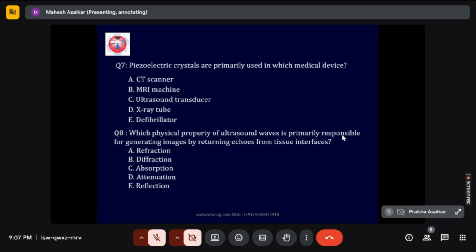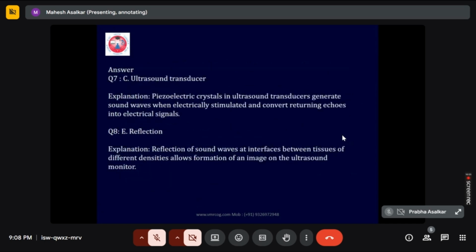Which physical property of ultrasound waves is primarily responsible for generating images by returning echoes from tissue interfaces? A. Refraction. B. Diffraction. C. Absorption. D. Attenuation. E. Reflection. Sir, reflection. D, attenuation. No, it's reflection. Okay, we'll see the explanation.